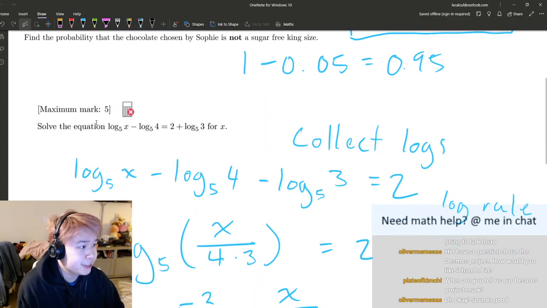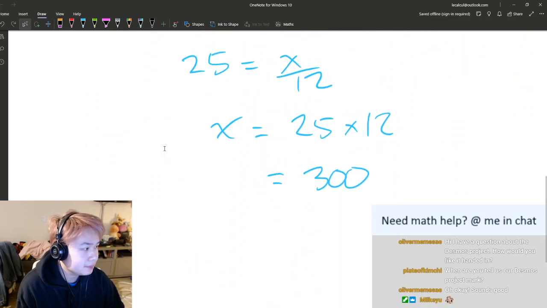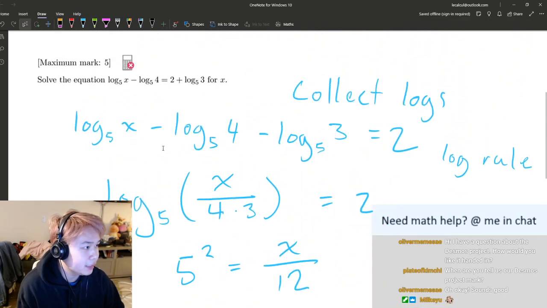And what's nice about Revision Village is they give you the mark scheme. So on average, if you have like 5 minutes, well, you should take 5 minutes for this.